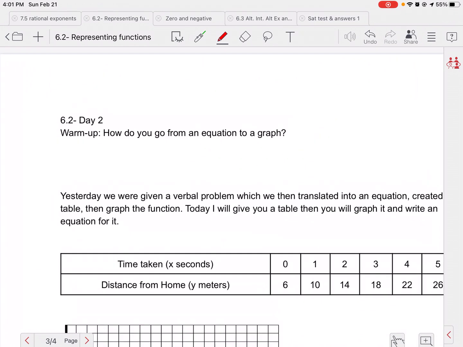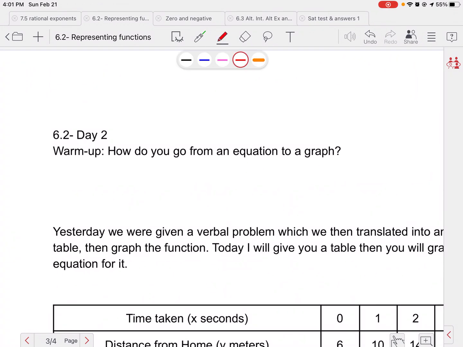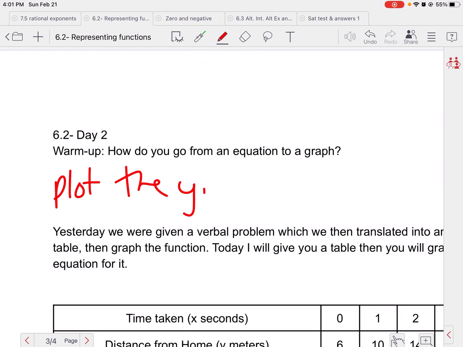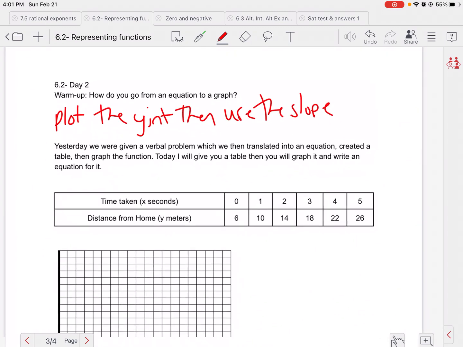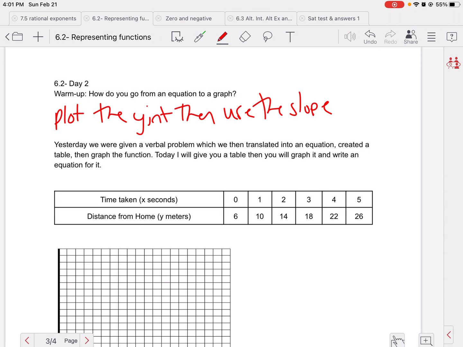Okay, so how do we go from an equation to a graph? Well, when we have an equation, we usually plot the y-intercept, then use the slope to find our next point, right? Yesterday we were given a verbal problem, which we then translated into an equation, created a table, then a graph, and so on. Today you're just going to have the table and then we'll write the equation, which we basically did yesterday.